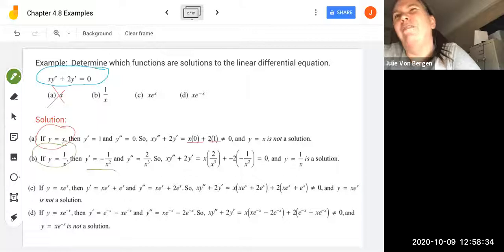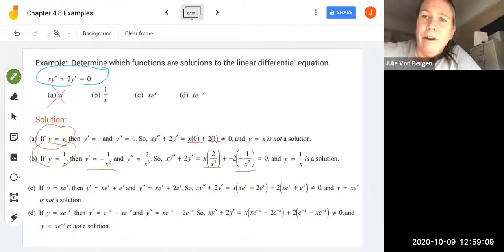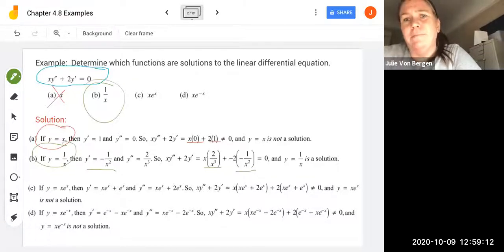Remember, if you're doing the derivative again, that would be a negative 2 x to the negative third power by the power rule, but there's already a negative in there, so we would write it as positive, because of double negatives, 2 over x cubed. You could also just say 2 times x to the negative 3. So plugging in our values, we're going to have x times 2 over x to the third minus 2 times negative 1 over x squared. Those are actually going to cancel, so that gives us 0. So we say that y equals 1 over x is a solution, so we'll circle that one.